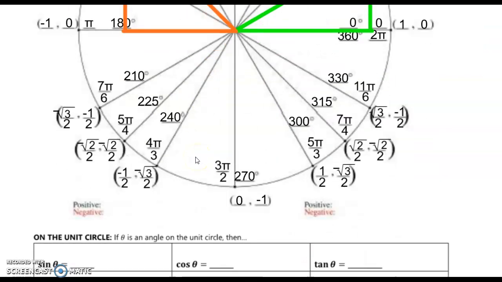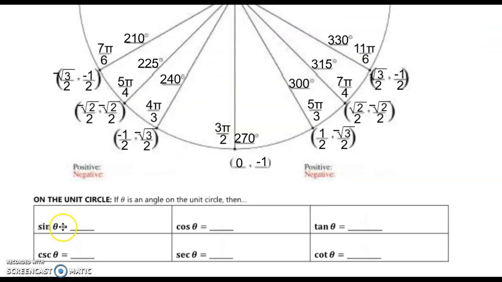Well, if you remember our trig functions, they are sine, cosine, and tangent, and this year you're going to learn about 3 more: cosecant, secant, and cotangent. These are just the reciprocals of sine, cosine, and tangent. So we'll talk about that more in just a minute.